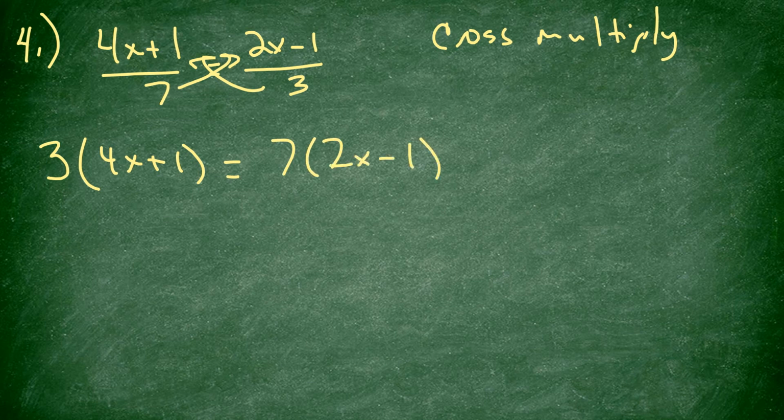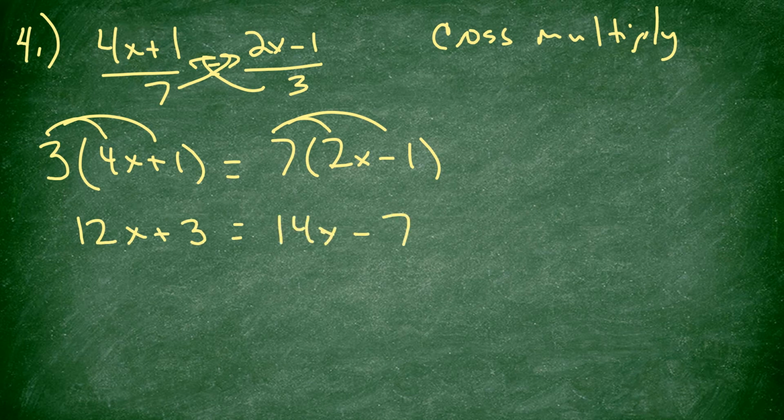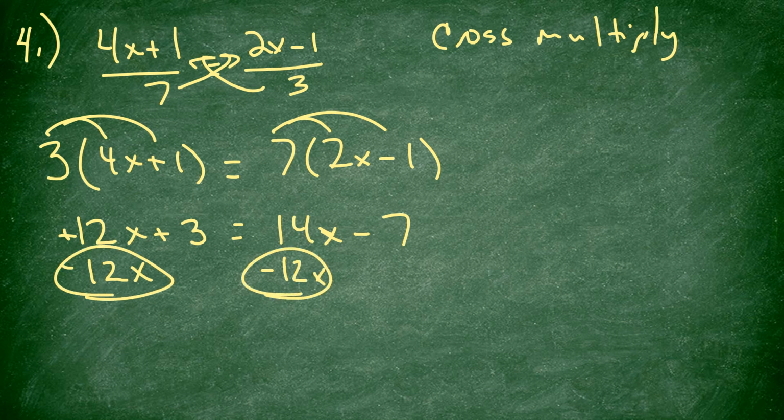Now it looks just like the first problem where you have to distribute the 3 and the 7. So I get 12x plus 3 equals 14x minus 7. I have to put all my letters on the same side, so I'm going to move the smaller one. That's a positive 12x, so I subtract 12x. Remember, this is the one that I made up. It's really close to what was in the problem, but it makes that go away. I get 3 equals 2x minus 7.